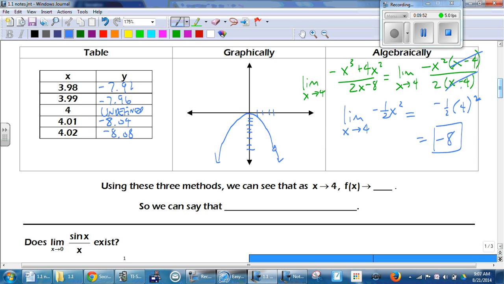So using those 3 methods, we can see as x gets closer and closer to 4, f of x gets closer and closer to -8. Or we can say the limit as x approaches 4 of our function f of x equals negative 8. So as x gets closer and closer to 4, f of x, or the y value, gets closer and closer to negative 8.